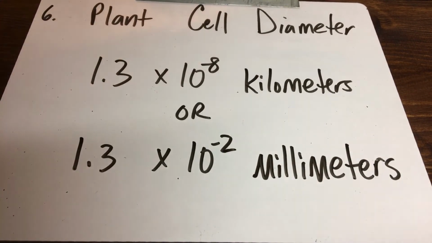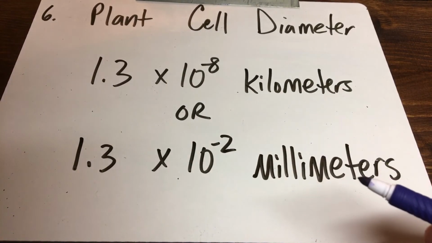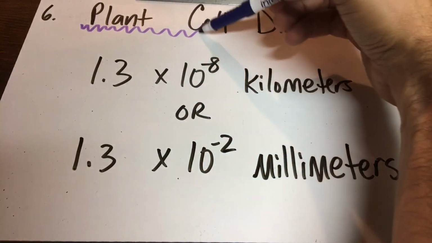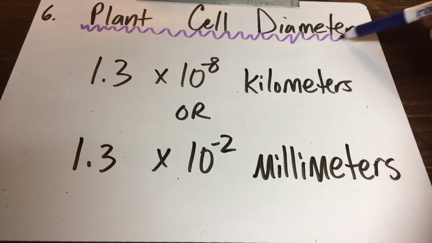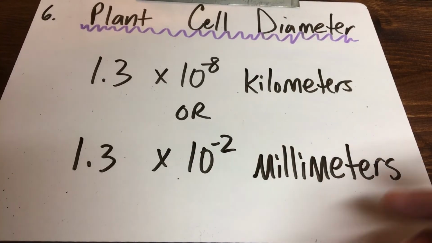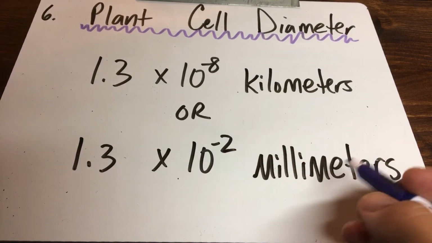Okay, this doesn't take a calculator. This doesn't take anything except for common sense. Look at what we're describing here. This is a plant cell. The diameter of a plant cell, not a plant itself. One cell. Could you even see a cell? No, you can't. You're going to need a microscope. It's so tiny. So let's just use common sense.